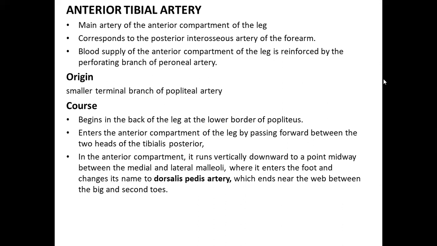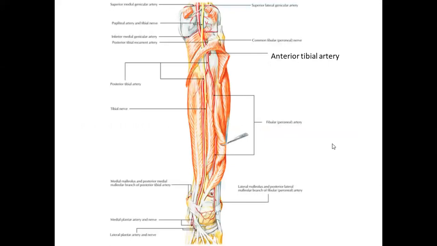Now, as we have seen for every artery, what is the origin, what is the course, and how does it end. So we know, as we can see here, this is the popliteal artery. At the lower border of the popliteus muscle, this is the posterior aspect of the leg, it divides into two branches, the anterior and the posterior tibial artery.